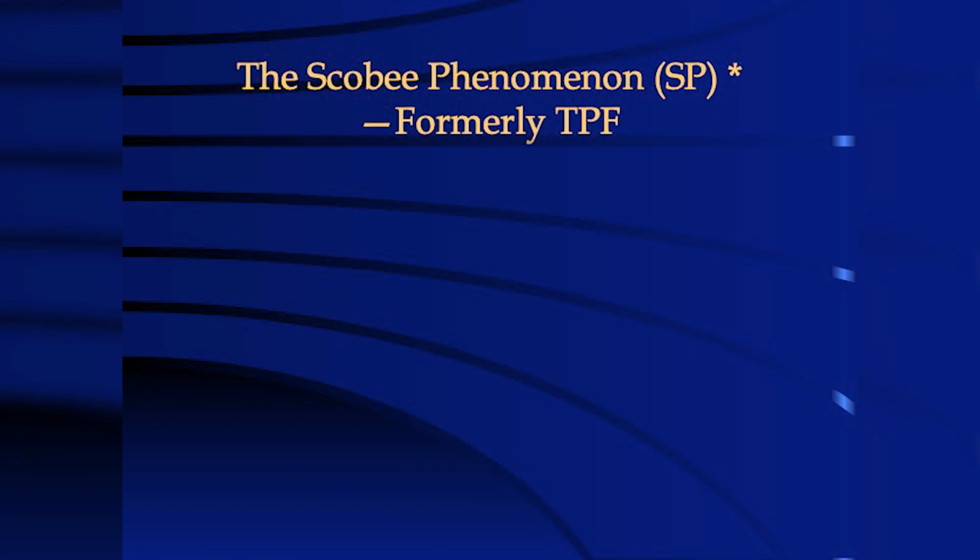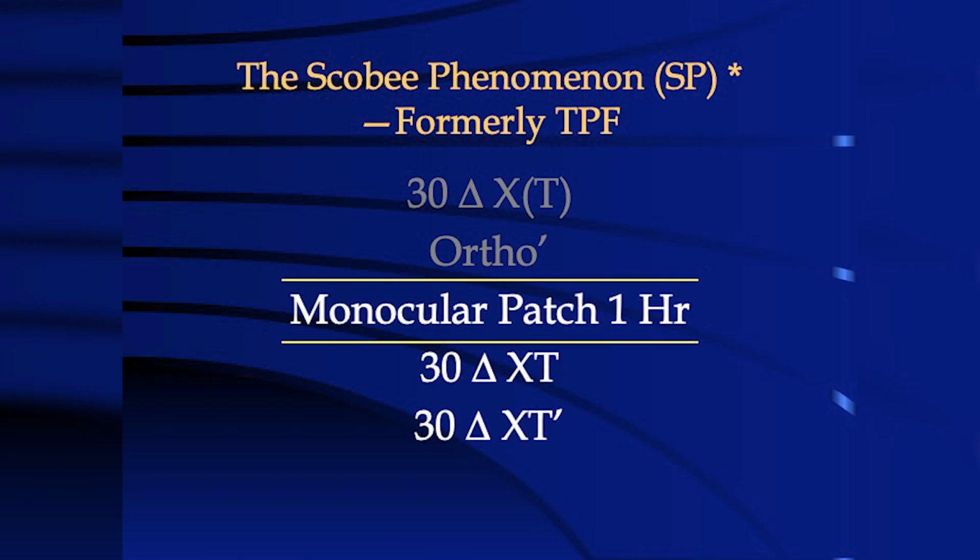So let's talk now about this simulated pseudo-divergence excess. And I want to talk about what I now call the Scobee phenomenon. I formerly called it tenacious proximal fusion. Here's a hypothetical patient, very common, 30 distance, ortho at near. Is this a divergence excess, according to Burian? Well, if you patch the patient for an hour, monocular patch, many times you then find the near deviation increases and approximates or equals the distance deviation.